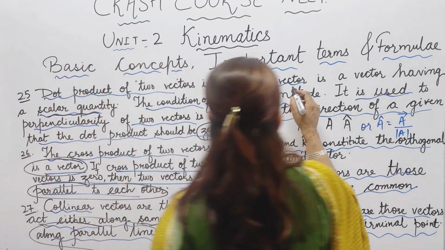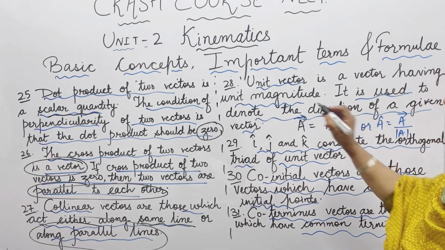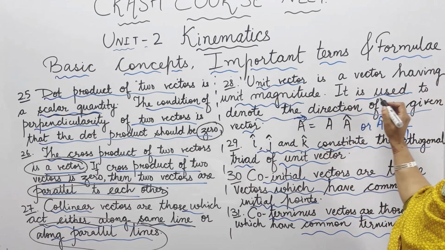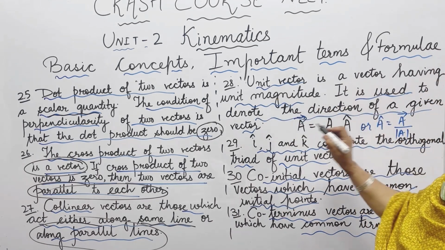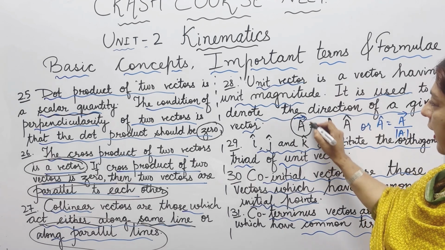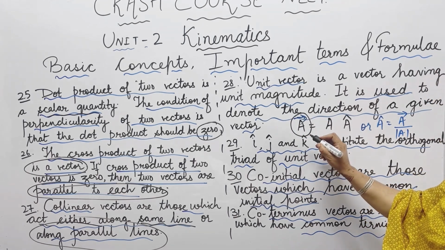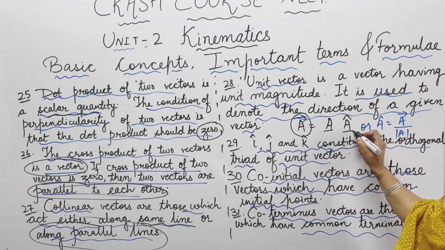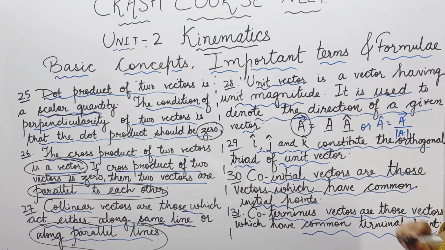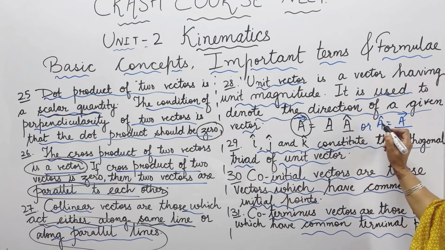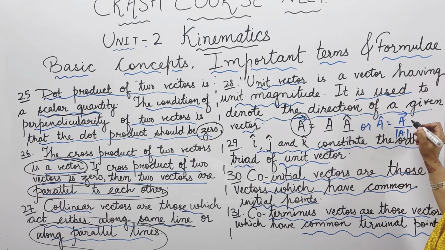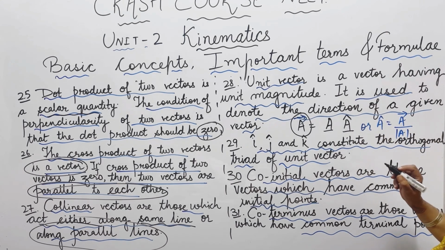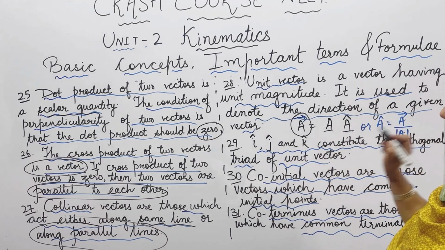Next is the unit vector. It is a vector having magnitude 1. It is used to denote the direction of a given vector. Vector A is constituted of magnitude and direction. So this can be written as magnitude of A into A cap, which gives us the direction, and the magnitude of A cap is 1. So A cap is equal to vector A divided by its magnitude. So we are left with the direction, that is A cap.